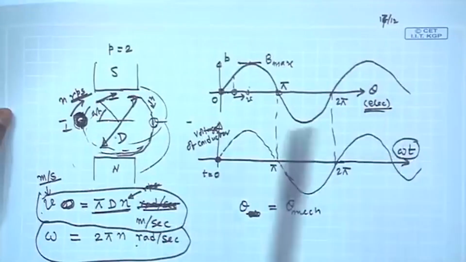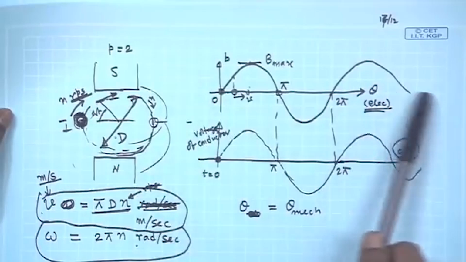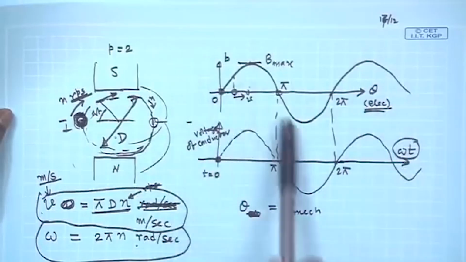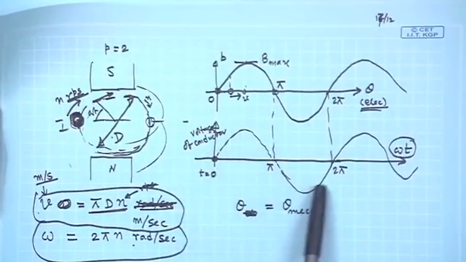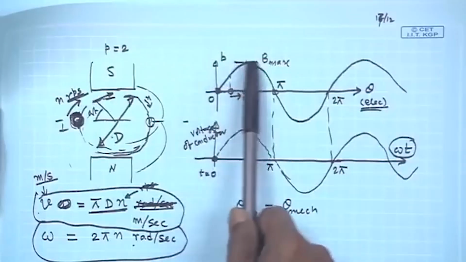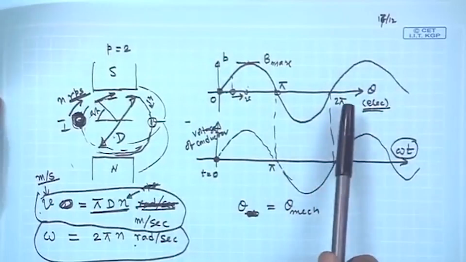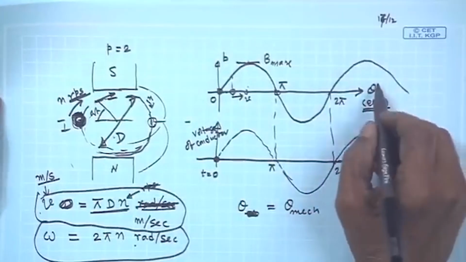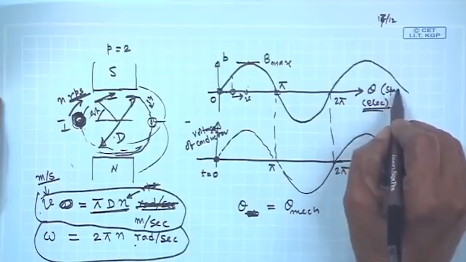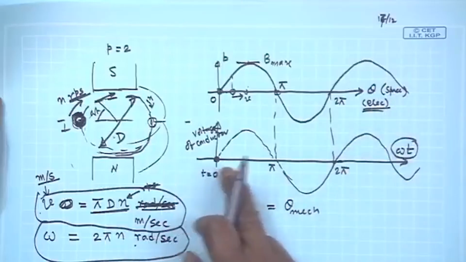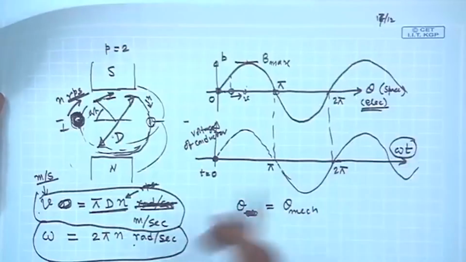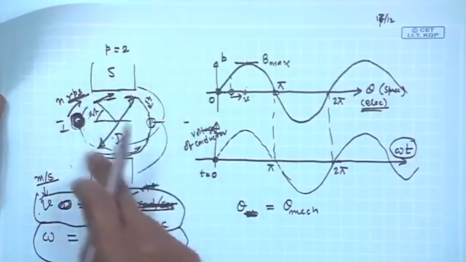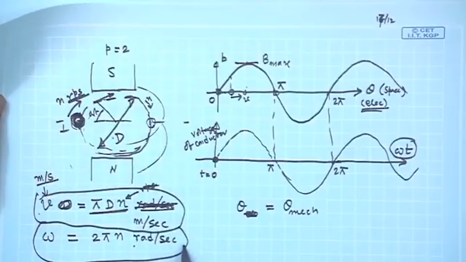But assuming that the B distribution is this, a conductor moving underneath this B distribution will have an induced voltage across it just the same as this B distribution, and this is the space angle. Mind you, this theta is space angle, and this is your omega t. What is omega? Omega is the speed of this rotor in radian per second.